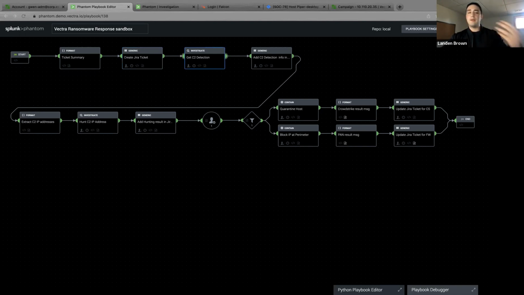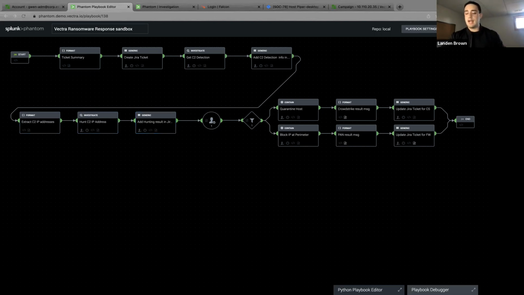So what we're going to do is we're going to make an API call to Vectra. We're going to gather the C2 detection. We're going to add that C2 detection information into the JIRA ticket, and we're going to extract the C2 IP address within that C2 detection, and we're going to pass that through a reputation service provider. In this case, we're passing it through Splunk TruSTAR to say, is this a net new zero-day that we've just discovered, or is this a known bad IP address? Regardless of the result, I want to add that to the JIRA ticket itself.